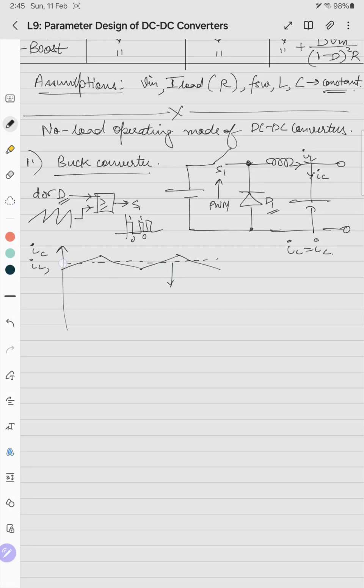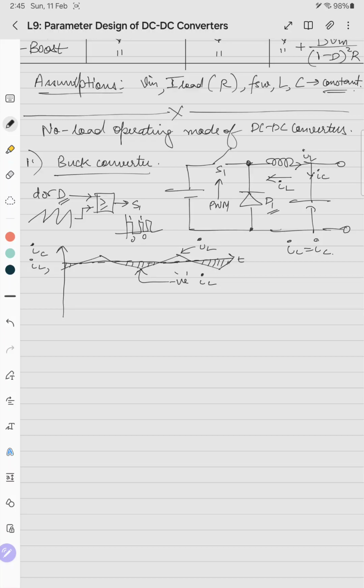it will be of this fashion. This should be the inductor current, IL. Now you see that the inductor current becomes negative. Negative IL, which means that the inductor current will change its polarity.